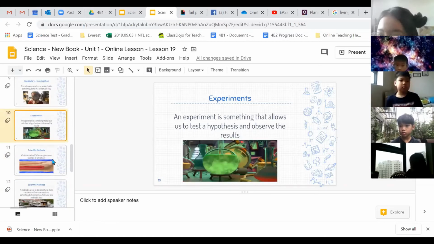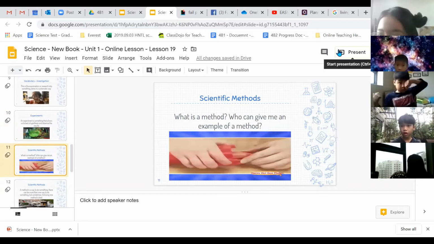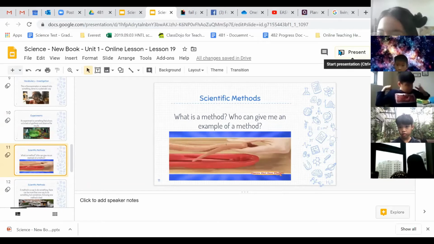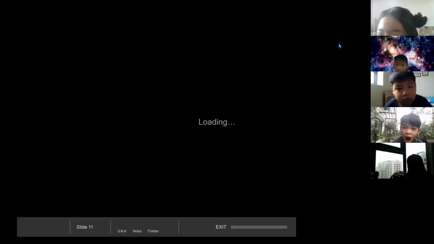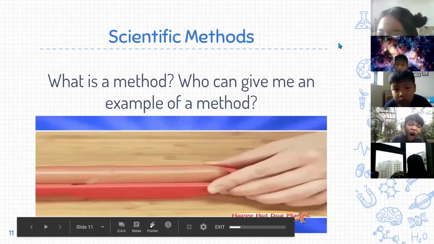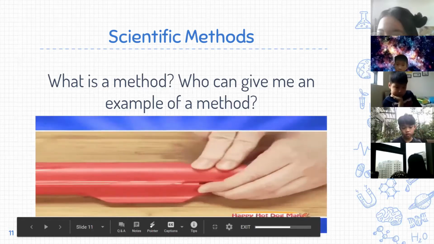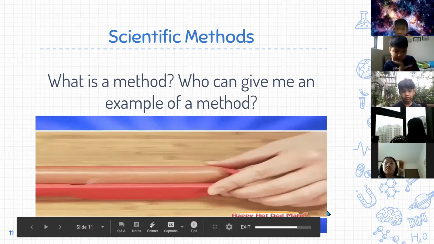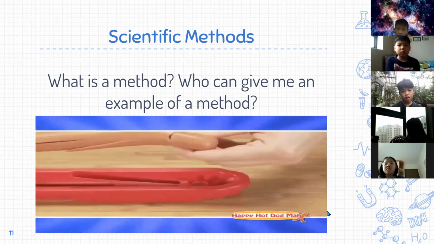Now, the reason I want to talk about this is because I'm going to talk to you about the scientific method. What you see here in this picture, when it loads, you're probably going to go, what has this got to do with science? But I'm going to ask you very quickly, what do you think a method is? Who can tell me what they think a method is? Billy.